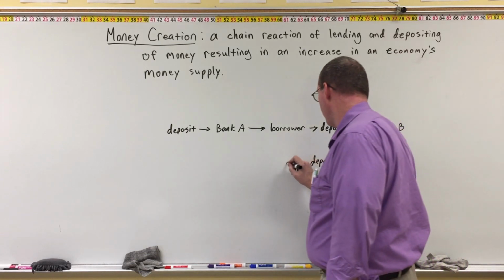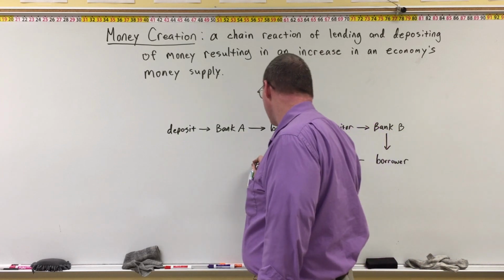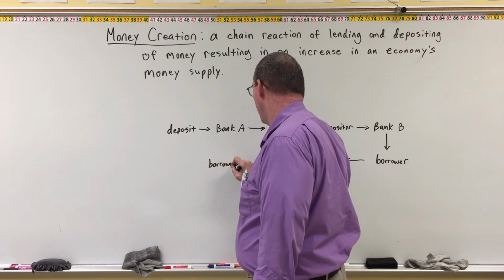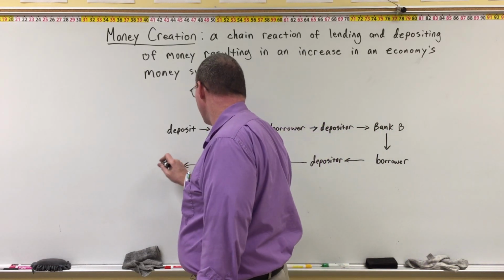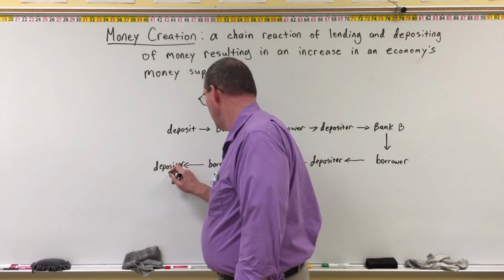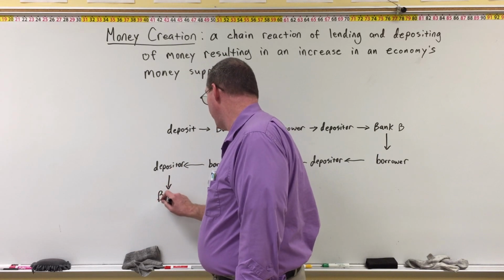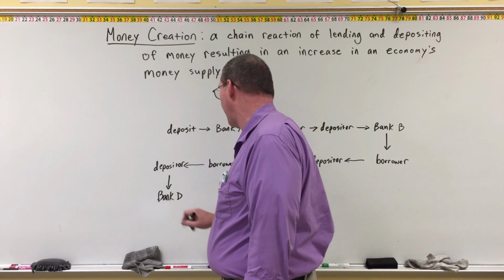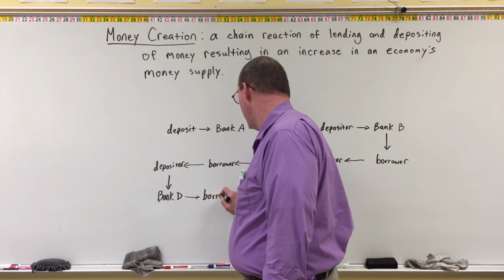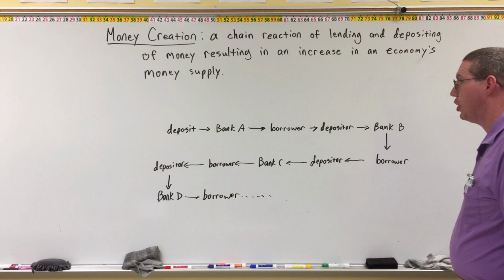Then that depositor deposits the money into their bank, Bank C. Then Bank C loans that money out to another borrower. Then that borrower spends the money and it goes to another depositor. And then that depositor puts their money into a completely different bank, Bank D. Bank D now loans some of that money out to a borrower, et cetera, et cetera. And this is a chain reaction.